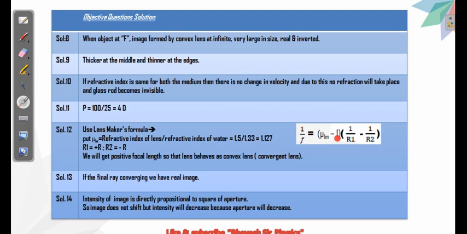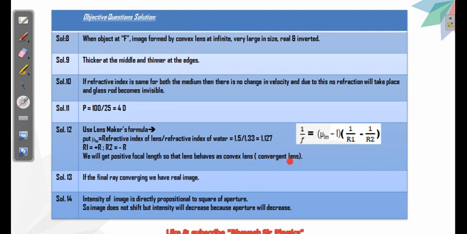Now you know that a positive focal length means it is a convex lens. So when you put this lens in water in this question, the lens will behave as a convex lens or a convergent lens. We know that a convex lens is a convergent lens, so it behaves like a convergent lens.